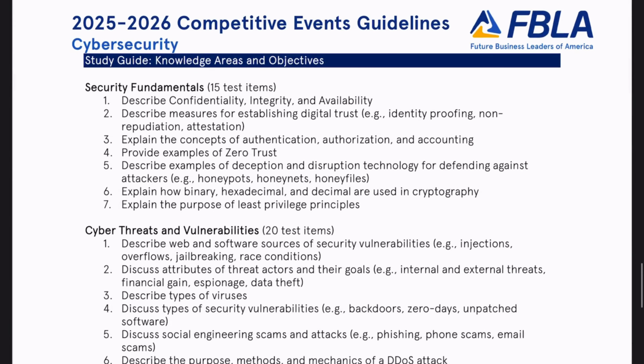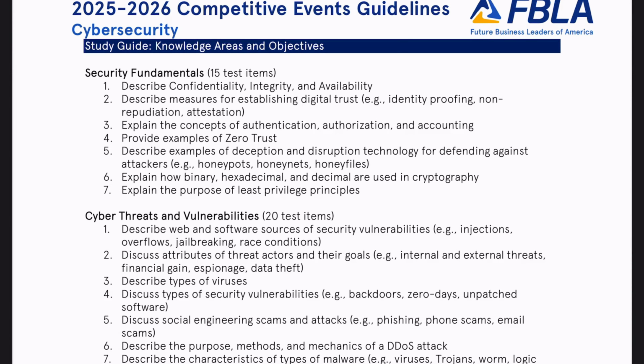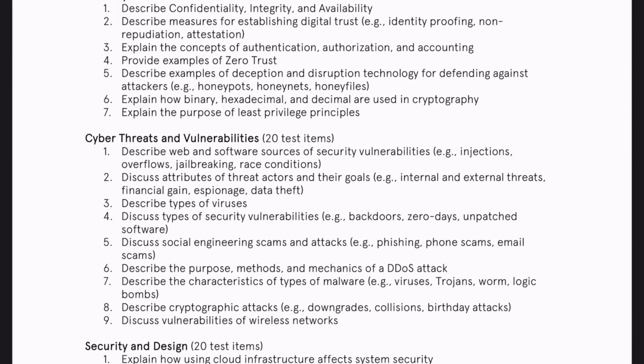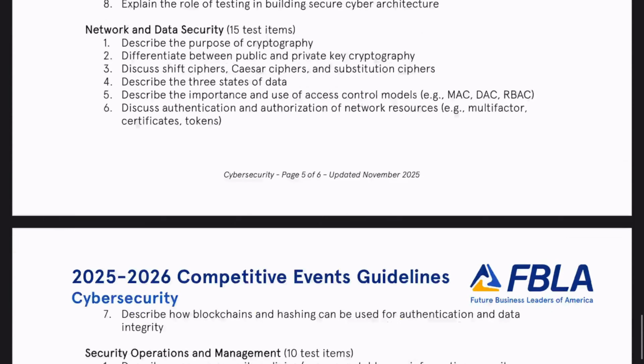But what we really want to look into is the study guide, consisting of the knowledge areas and the objectives. It shows you the breakdown of what's going to be on your test, and it shows you that, for example, in cybersecurity, the security fundamentals is going to be given 15 test items. So these 1 through 7 bullet points are going to be consisting of information that you need to know for 15 of the test questions. And the same thing for cyber threats and vulnerabilities and the other subheadings here.